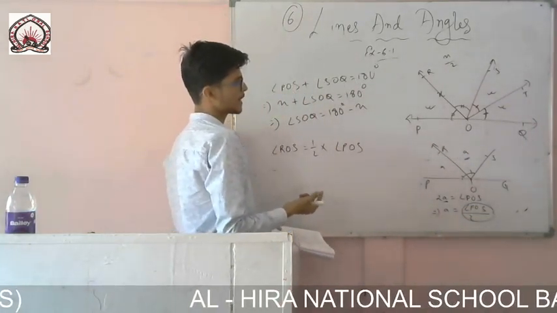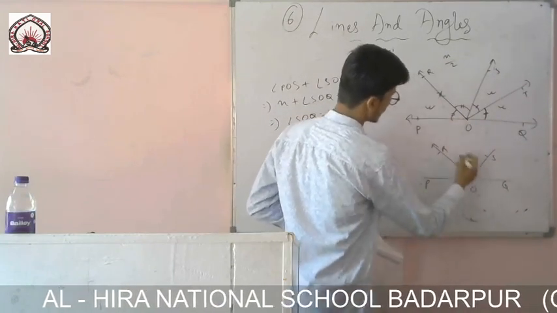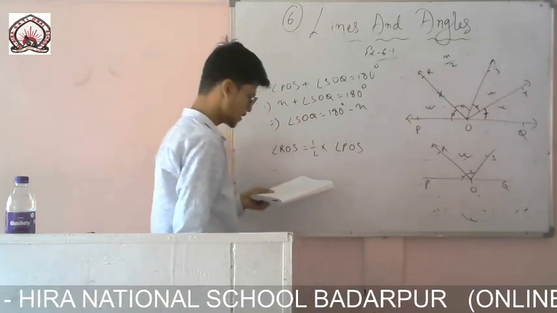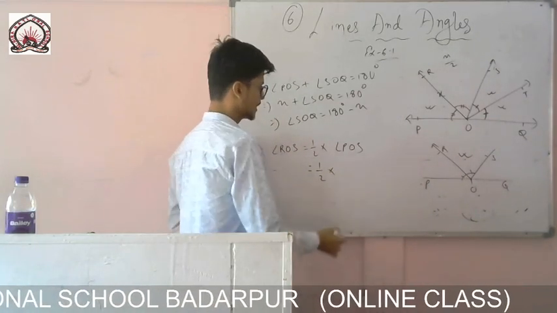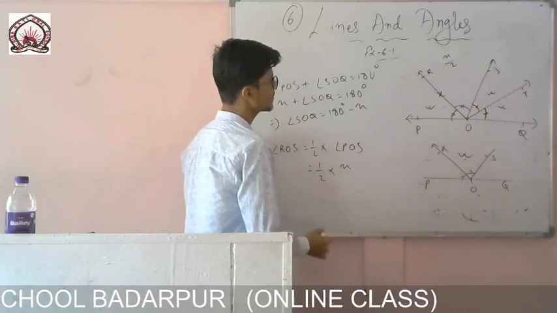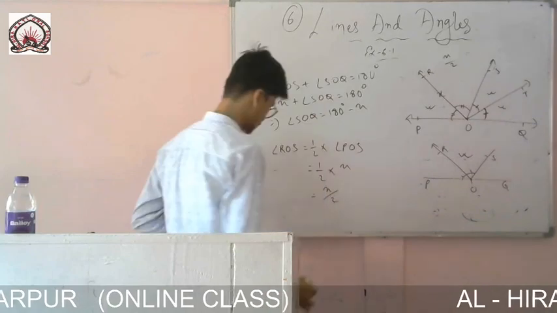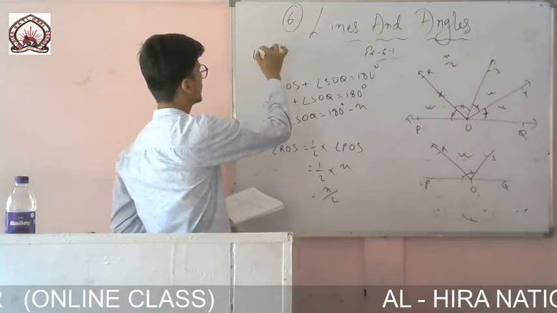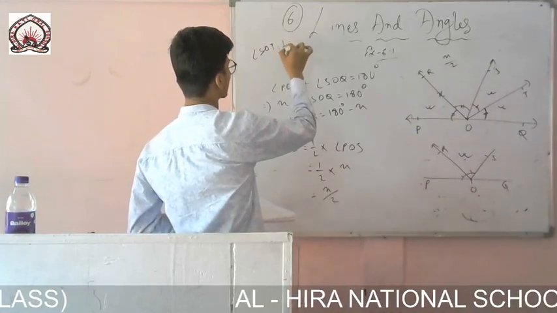So the same thing I am writing. This one and that one, both are the same. So if I want to find this one, it will be half of the whole angle POS. What is the measure given? POS is given as x. That means this part will be equal to x by 2. Then another part, it is SOT. SOT also will be equal to half of the angle.